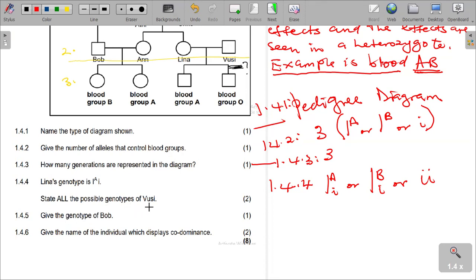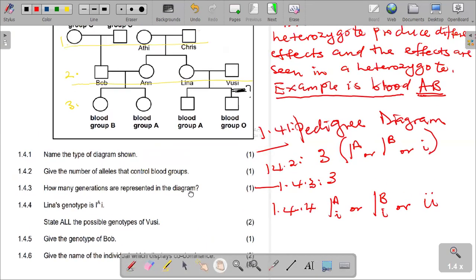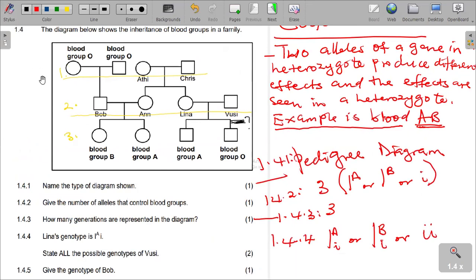Next question is saying, give the genotype of Bob. Bob's genotype, we can check it nicely. Bob is a child who is born from parents who are both blood type O. So if parents are both blood type O, there is no other way that Bob can have another blood type. So the genotype of Bob can only be what? 1.4.5.